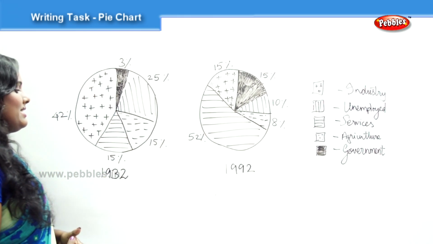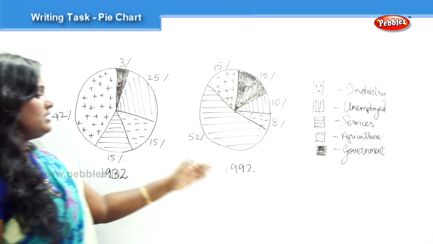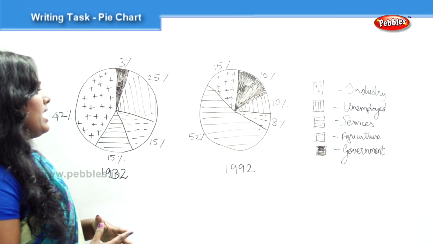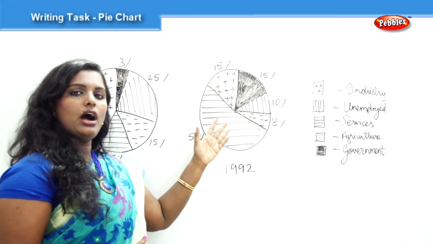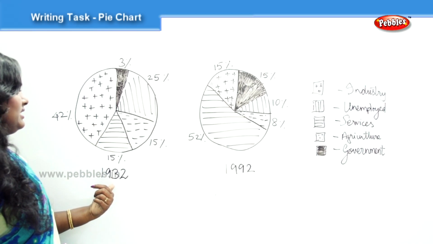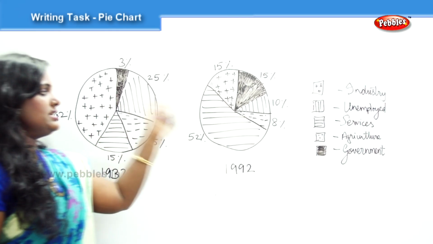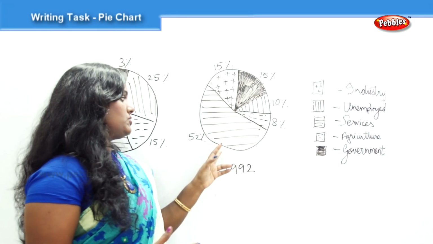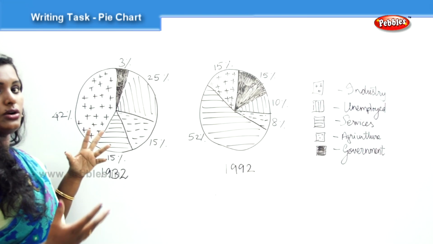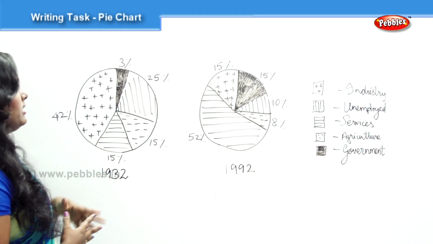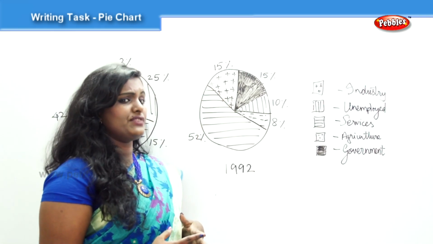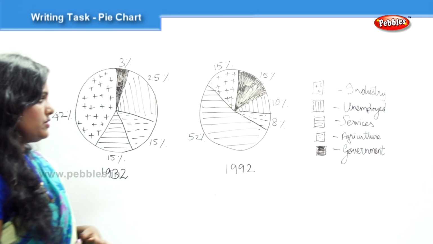Compared to the year 1932, in the year 1992 we find a drastic increase in people who are working in the services industry. If you check for the year 1932, it is just 25%. It is manifolded into 52%, whereas the mass number of people who are working in the industrial services is considerably reduced to just 15% in the year 1992.